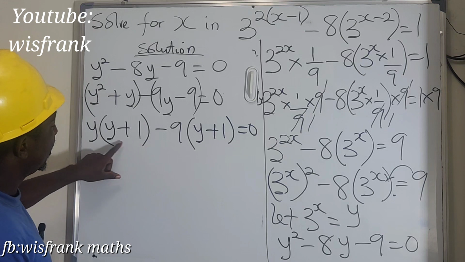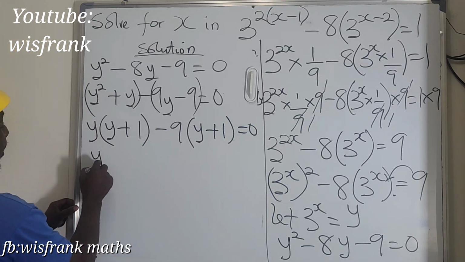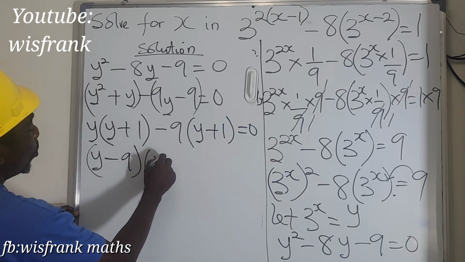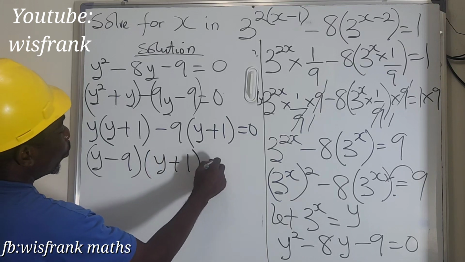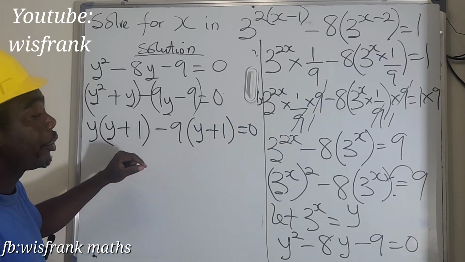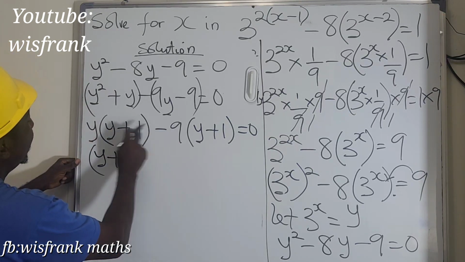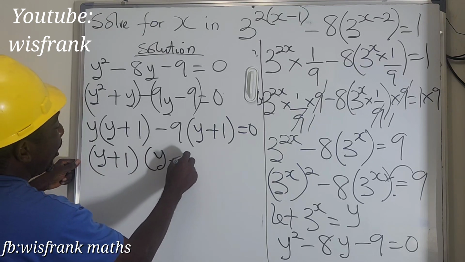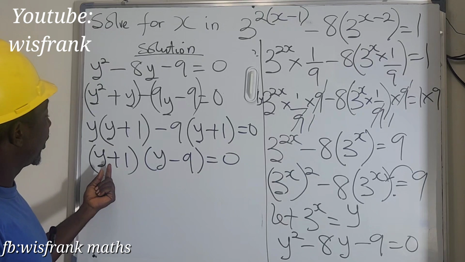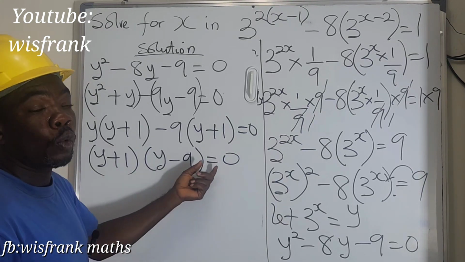So in this case, these two parentheses are similar. We take one and we take y minus 9. Then we take one of the parentheses, which is y plus 1 equals to 0. So these two parentheses are similar. We are going to take one, which is y plus 1. Then we take the outside value, which is y minus 9 equals to 0. In this case, we have the two parentheses. It is either the first one equals to 0 or the second one equals to 0.